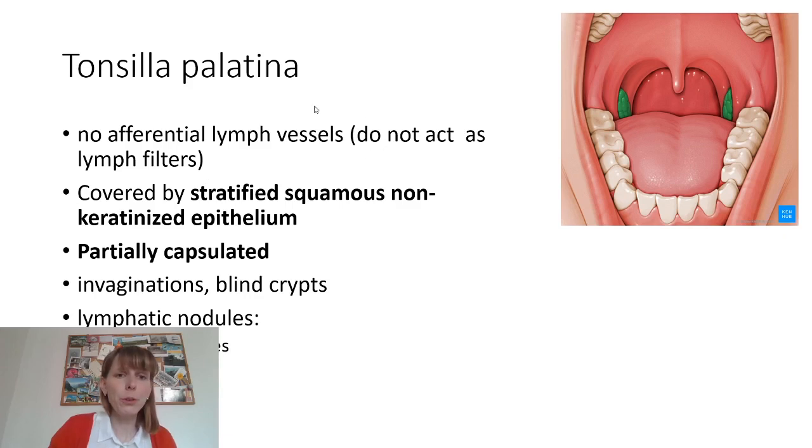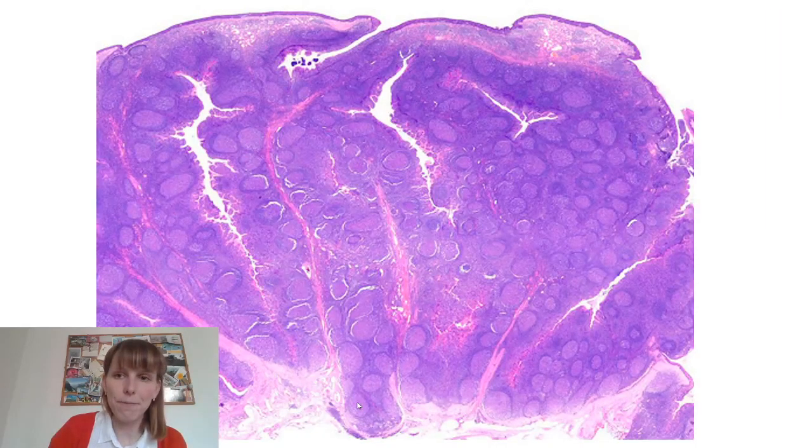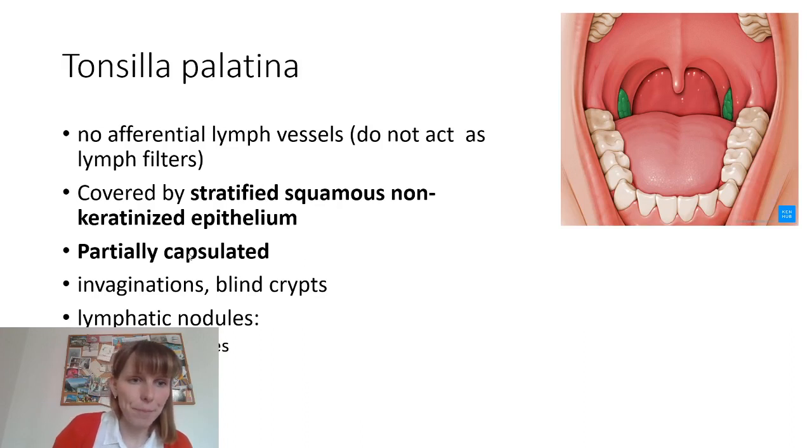And so they do not act as lymph filters, such as lymph nodes, for example, but they react to whatever is coming to them from the oral cavity. And so on the side which is facing the oral cavity, they are of course covered with the same epithelium as the rest of the space, so that's stratified squamous non-keratinizing epithelium, and from the lower side there's no epithelium. So that's why it's called partially capsulated.